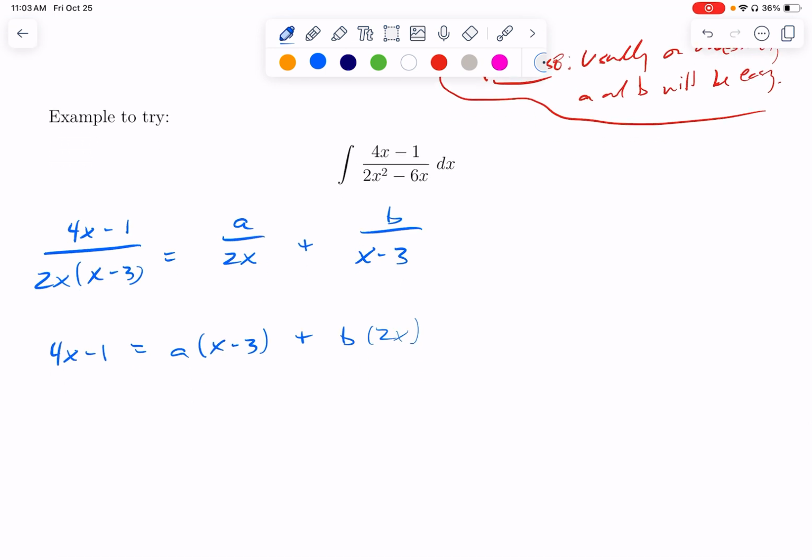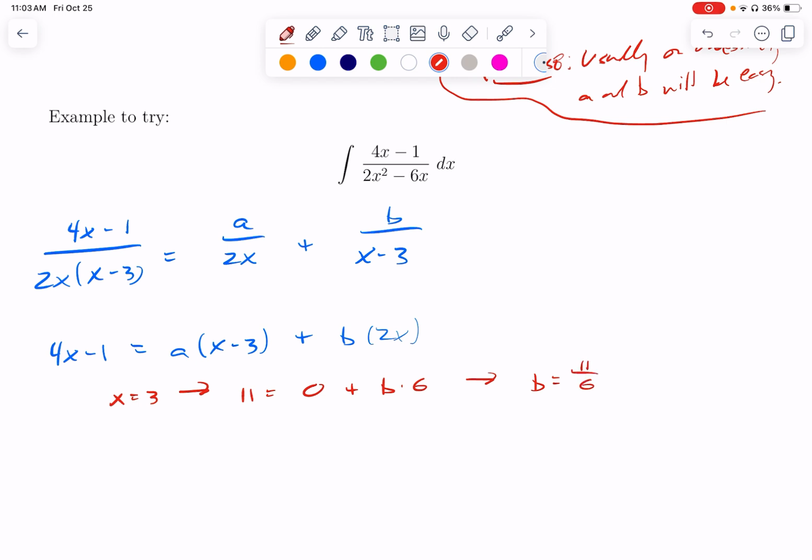And let's plug in convenient values. Let's do that method. It is faster. So if I plug in x equals 3, I get 11 equals 0, because I chose it as 3. And then that's b times 6. So it looks like b equals 11 over 6.